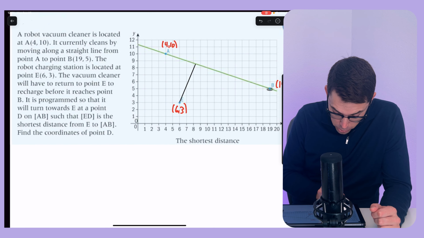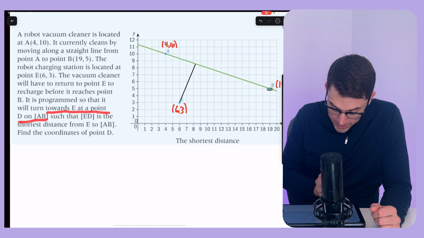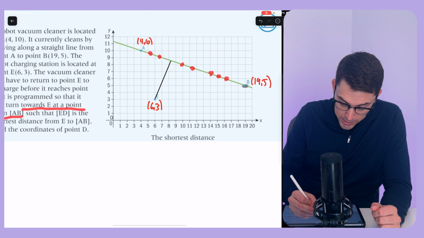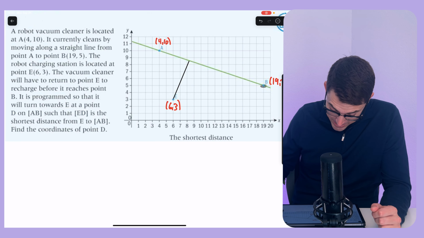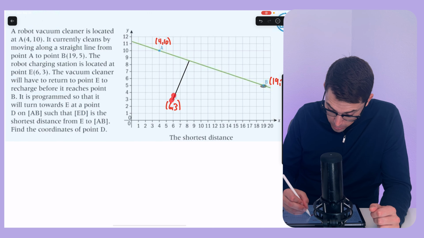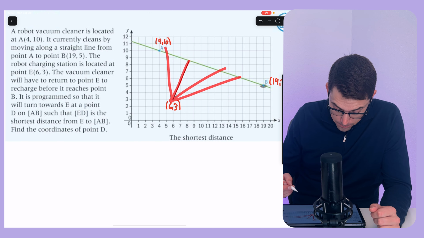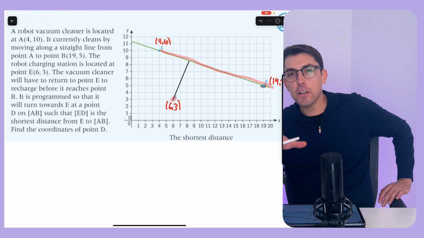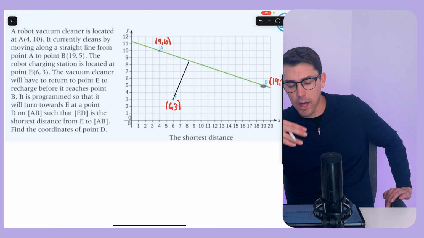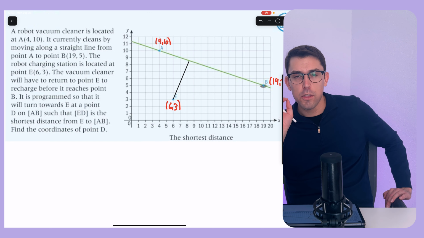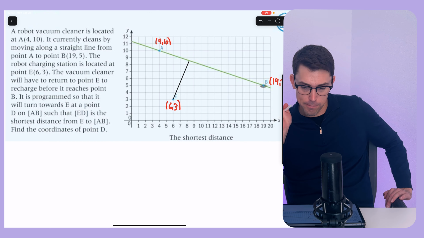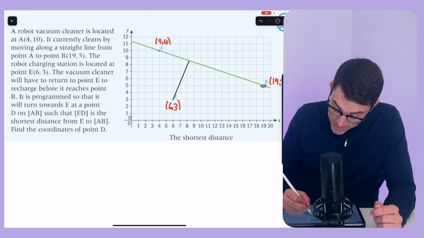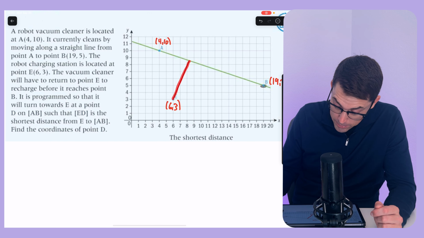Okay, so it's programmed so that it will turn towards E at a point D on AB. So that means that D is somewhere on this line right here, such that ED, meaning E to wherever we end up putting D, is the shortest distance from E to AB. And there's a very simple property here that makes this whole convoluted sentence make a whole lot more sense. The shortest distance between 2 points is a straight line. So it's saying that it needs to be a straight line from E to wherever it intersects at AB.